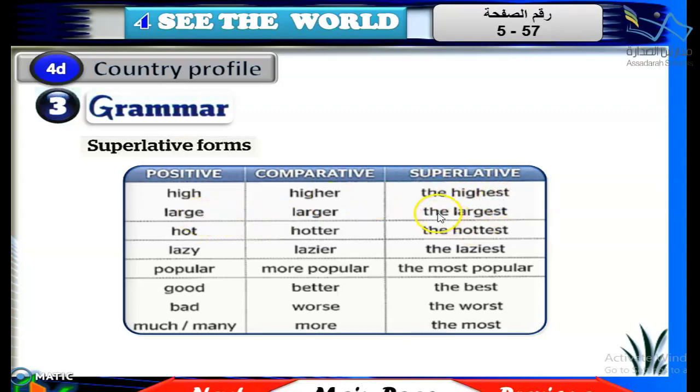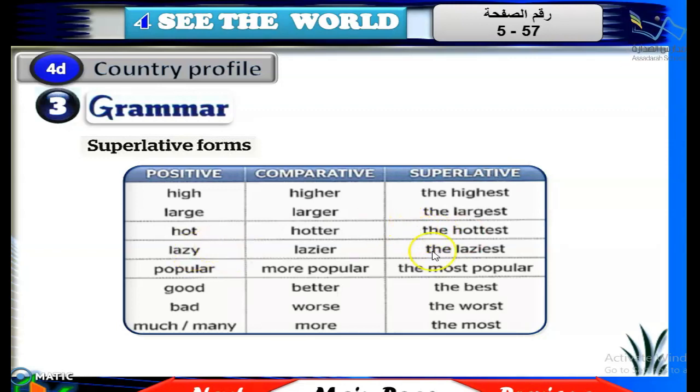Large, the largest, we add est and we add the before it. If you can focus why we add st only, because the adjective ends with the letter e. We add simply st. Hot, the hottest, we add est, we double the last letter which is t and we write before it the article the.